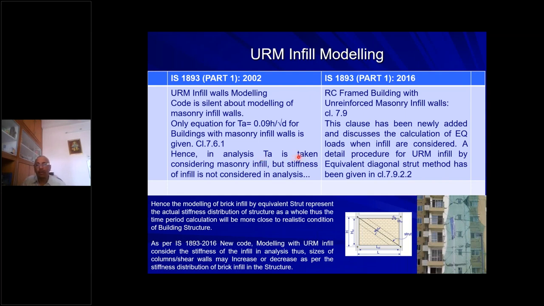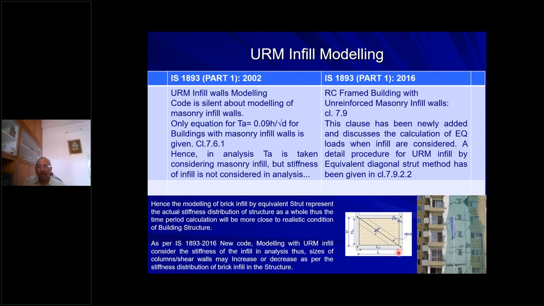But in the new code of practice, they have given a clear-cut procedure for how unreinforced masonry has to be taken into the analysis. So they have used the concept of the equivalent diagonal strut method. For example, you can see this particular figure. This is a frame, and in between there is an infill. Whenever, due to the horizontal earthquake effect, the concrete RC frame sways, definitely the infill will not allow the frame to sway towards the sides so easily. Why? Because along the diagonal there are going to be compression forces. These compression forces will try to resist the horizontal movement or displacement of the frame at a particular floor location.